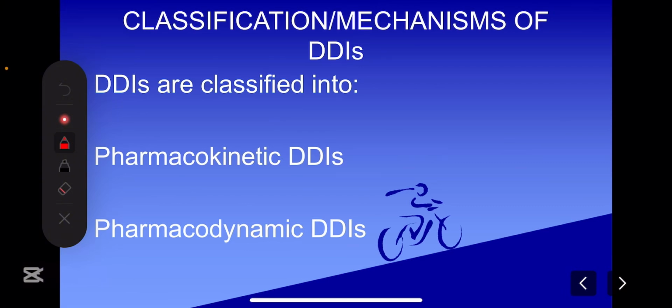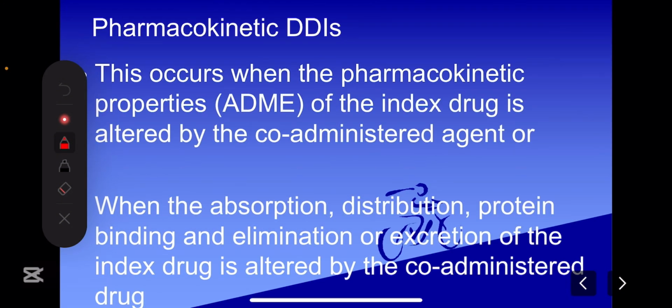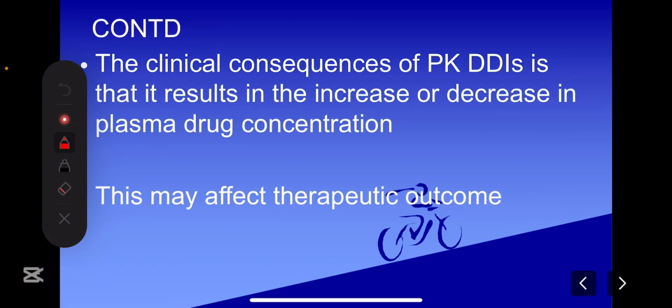Do you get now? So this is what we'll be discussing: how the absorption of some drugs is affected when administered with another. Do you get now? So let's quickly go to the next slide. This is what we just explained. Pharmacokinetics involves absorption, distribution, metabolism, and excretion. Any of them being affected is pharmacokinetic drug-drug interaction. So we want to talk about that of absorption.